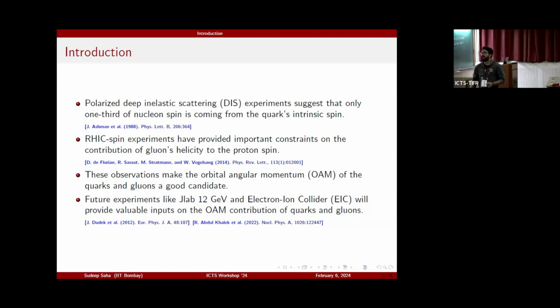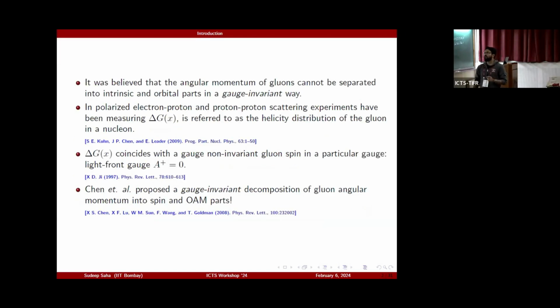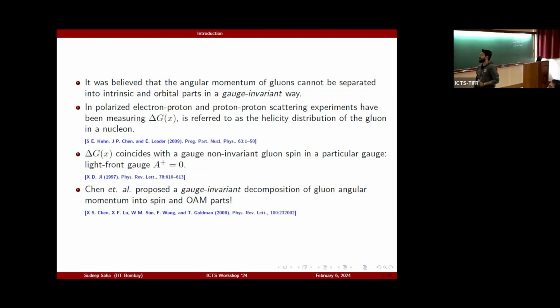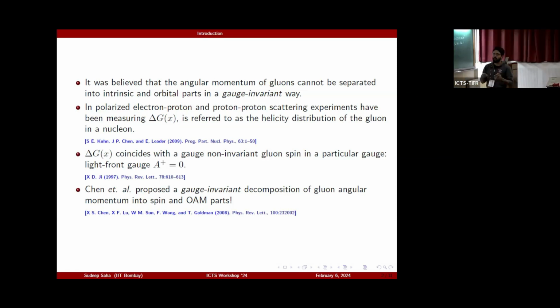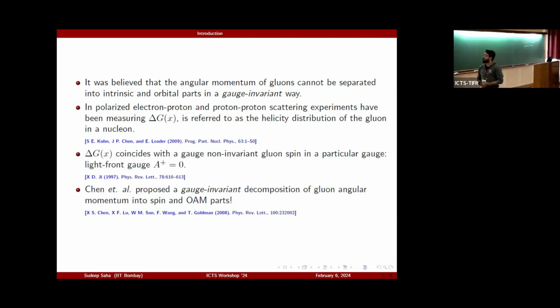But on the theory side, we do not have a decomposition of nucleon spin precisely. For a long time, it was believed that the total angular momentum of gluons cannot be separated into intrinsic and orbital parts in a gauge invariant way. But in experiments like polarized electron-proton and proton-proton scattering, people are measuring the helicity distribution of gluons in a nucleon. But something that can be measured in an experiment should not change under gauge transformation. So what is happening here is that this quantity coincides with a gauge non-invariant gluon spin in a particular gauge called the light front gauge.